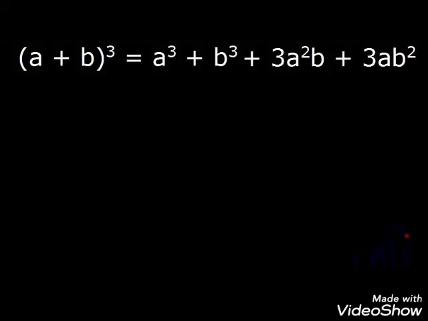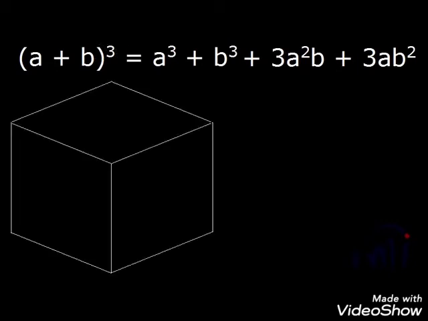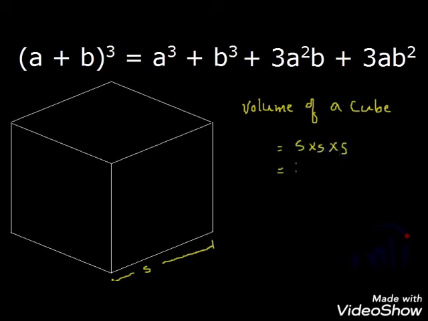Hi. So today we are going to learn how to understand a plus b whole cube by using geometry. So since we have a cube over here, let me draw one cube. So here we have a cube, right? And if we assume each side of this cube is S, what will be its volume? Volume of a cube is side multiplied by side multiplied by side. So it will be S cube. We can call it side or we can call it edge, right?